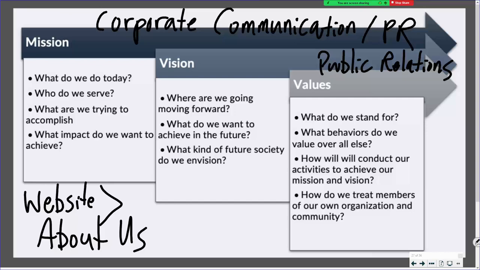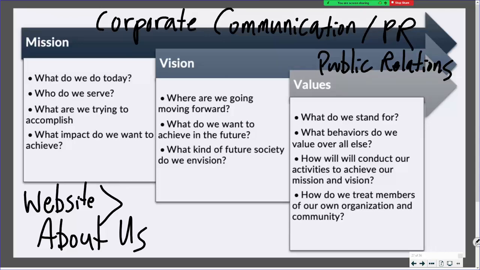Vision is of course where you're going, or where you hope you're going. Where are we going? What do we want to do in the future? And what kind of future society do we envision? That's your vision statement. It's a very different thing. Your mission is what you're trying to do right now. Vision is what you're moving towards, maybe what you want to do in the future.